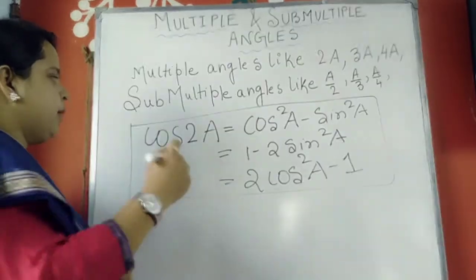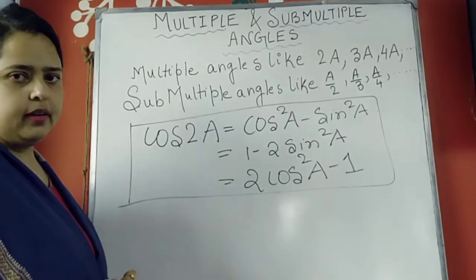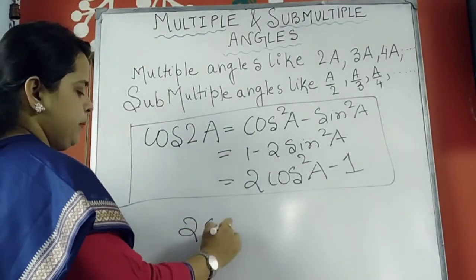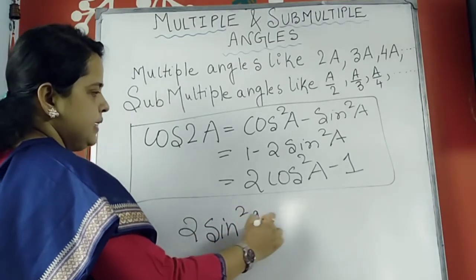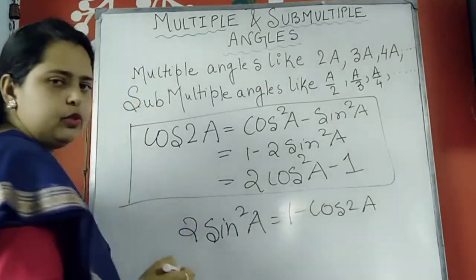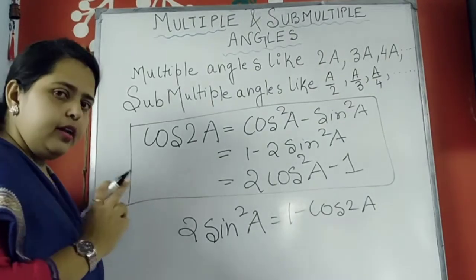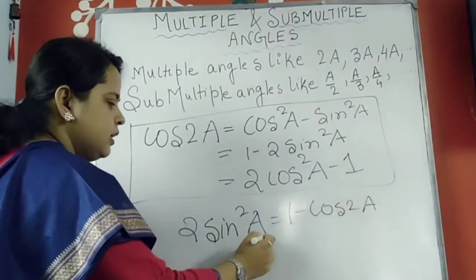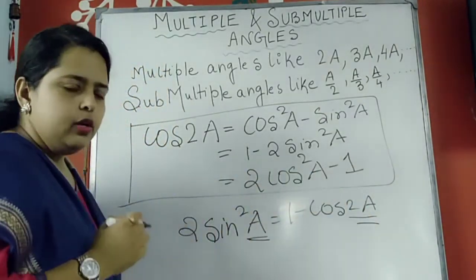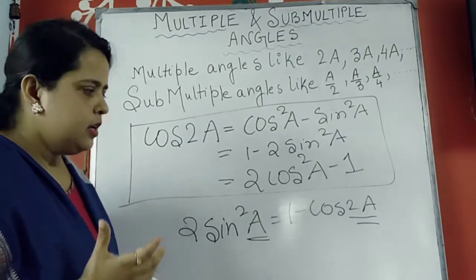Now, this cos 2A is written as 1 minus 2 sin square A. Correct? Can we write 2 sin square A is equal to 1 minus cos 2A? You will all agree with this. Okay, so this is very important. Why? Because here the angle is A and here the angle is 2A. So this is going to give birth to a new set of formulas.